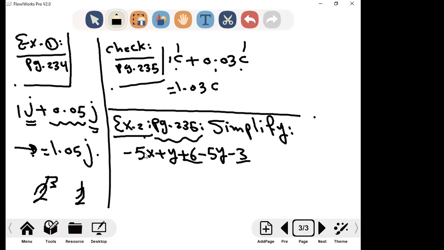No. We only have x. Do we have other x's here? So this one comes down the same. It has no like term. I cannot add it with another unlike term, right?